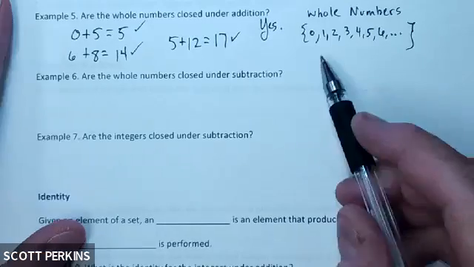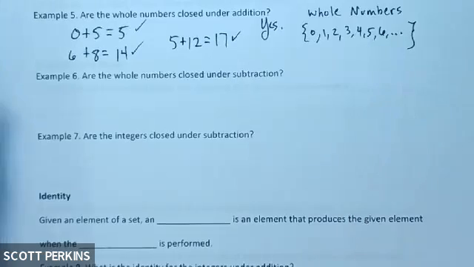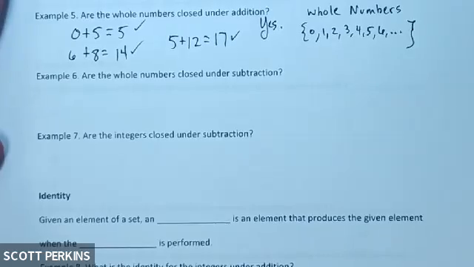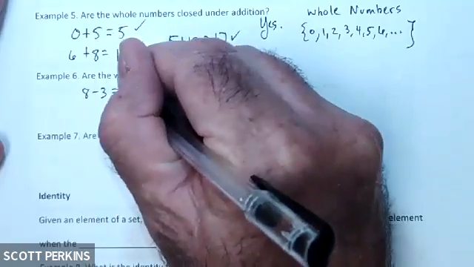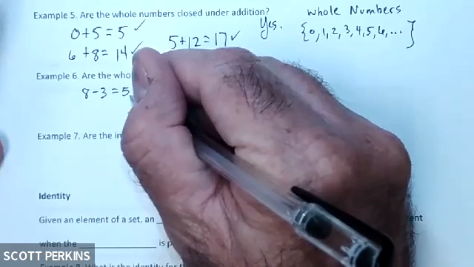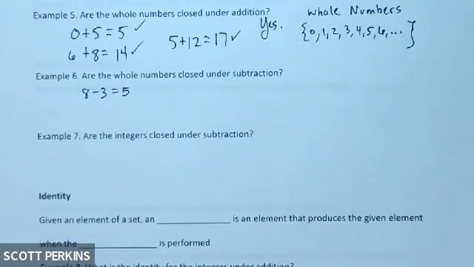All right, so again, the whole numbers start with 0, go up, counting by ones forever and ever. So somebody give me 2 whole numbers to subtract. 8 minus 3. Okay, 8 minus 3, those are both whole numbers. 8 minus 3 is 5. Is 5 a whole number? Yes, so far this looks okay. Somebody give me another pair.